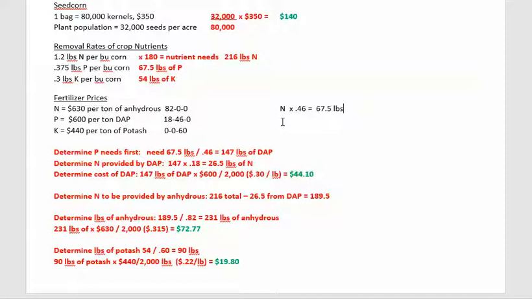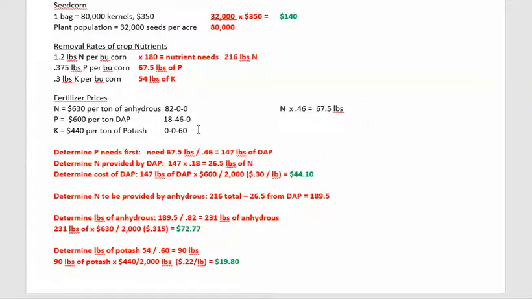Always remember, you take what you want as far as pounds of fertilizer and divide it by what you got. In other words, the percent of your fertilizer that is the specific nutrient. So what we want is 67.5 pounds. We divide that by what we got, 46% phosphorus. So we need 147 pounds of diammonium phosphate. We'll come back and figure out what that costs us in a second.